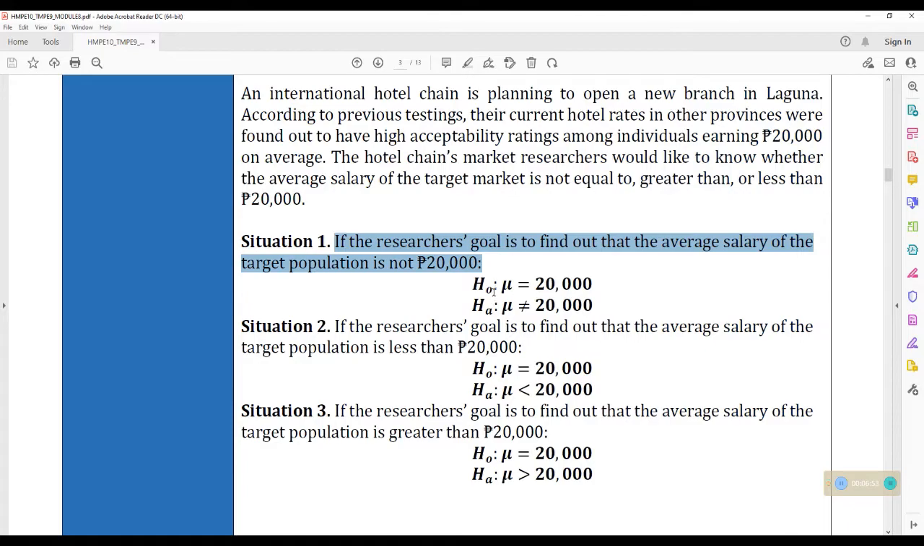So, we have H0, the population mean is equal to 20,000 pesos. And for HA, yung alternative hypothesis, we have the population mean is not equal to 20,000 pesos. So, meron tayong keyword, is not. Ayan. So, kapag nakita nyo is not, walang direction, walang greater than, walang less than, you just have to use the symbol not equal for the alternative hypothesis.